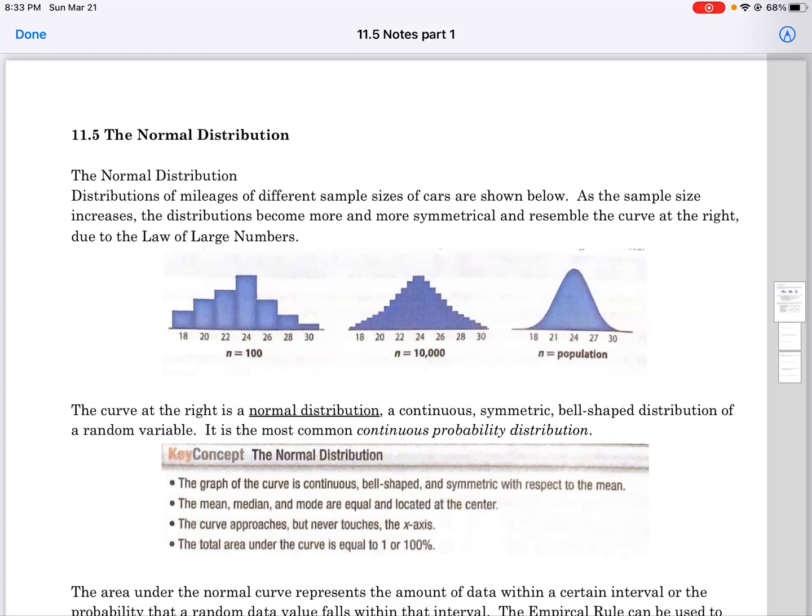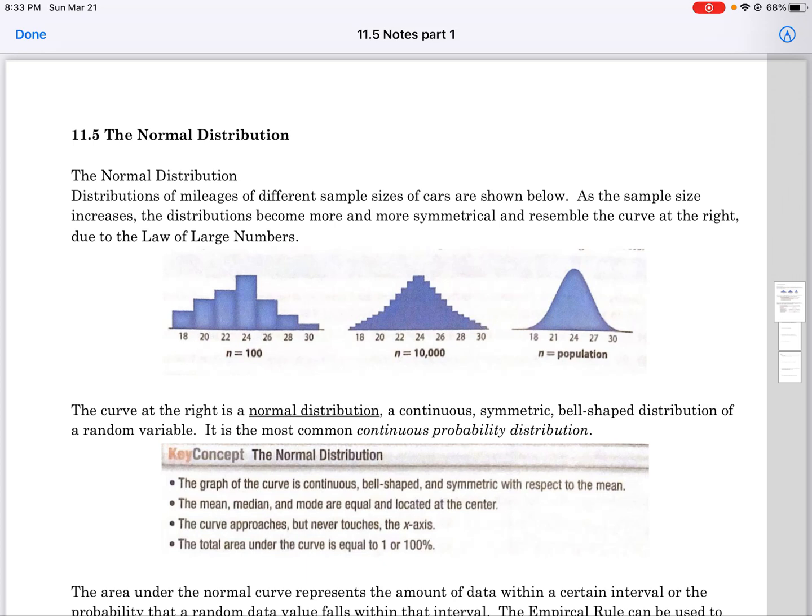11.5. The normal distribution. Distributions of mileages of different sample sizes of cars are shown below. As the sample size increases, the distributions become more and more symmetrical and resemble the curve at the right, and that's due to the law of large numbers. The curve at the right, the furthest to the right, is considered a normal distribution. It's continuous, symmetric, and it has this bell-shaped curve. And that's the distribution of a random variable.